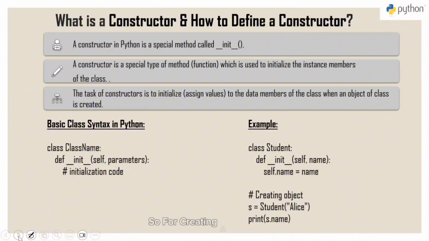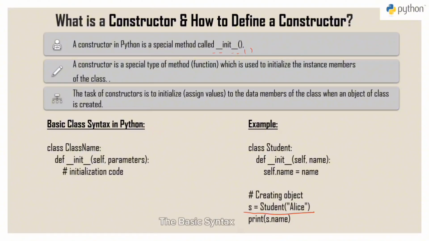For creating a constructor, we will use a method, double underscore init double underscore, and round brackets. We don't have to explicitly call the constructor. When we create an object of that particular class, the constructor is called automatically. Okay. Now, how to write a constructor?